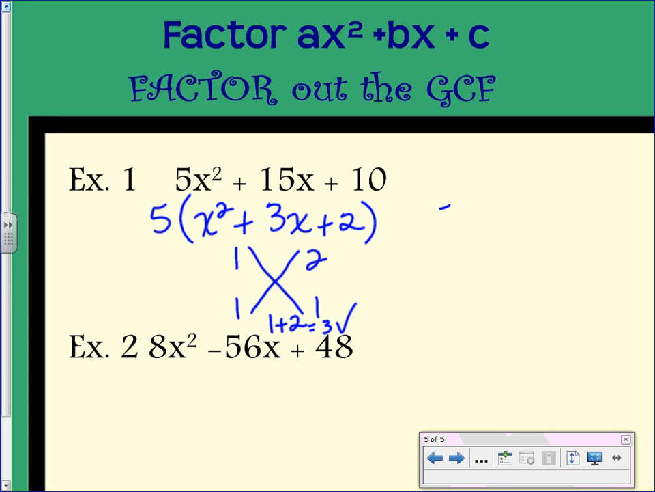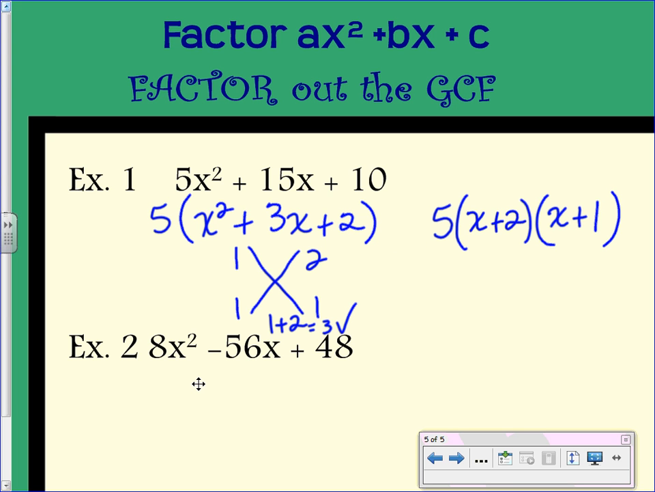So again, when we write our problem, the 5 comes first, and then our sets of parentheses. So our first parentheses is a 1 and a 2. So 1x plus 2. And then the bottom one is a 1 and a 1, so that's just x plus 1. And then that is our final answer there.